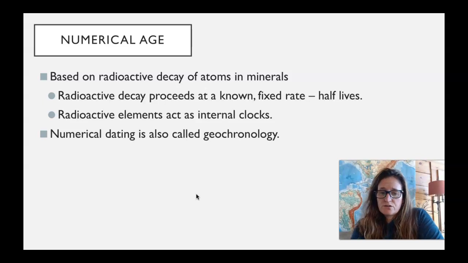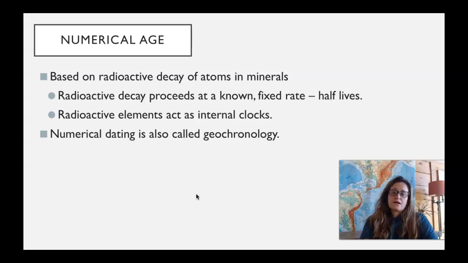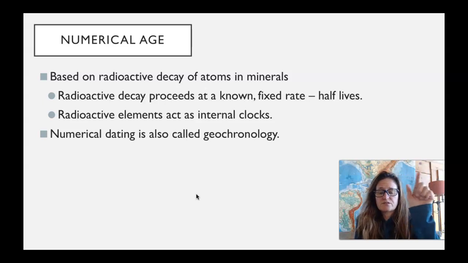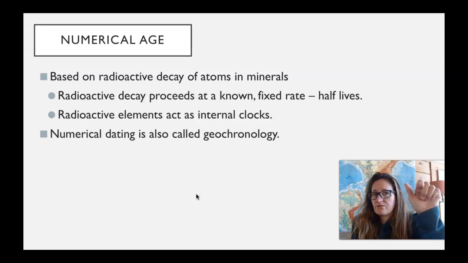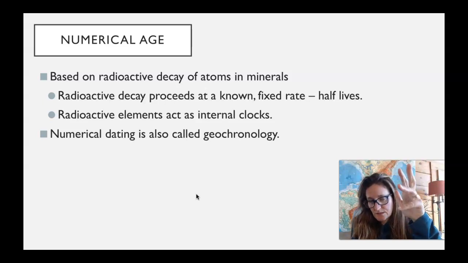There are other isotopes that, because of the different number of neutrons in the nucleus, are unstable and they are going to decay. The decay of the isotopes is at a fixed rate. We call that rate a half-life. For different isotopes of different elements, we know the half-life, and we can use that to determine the age of the rock.